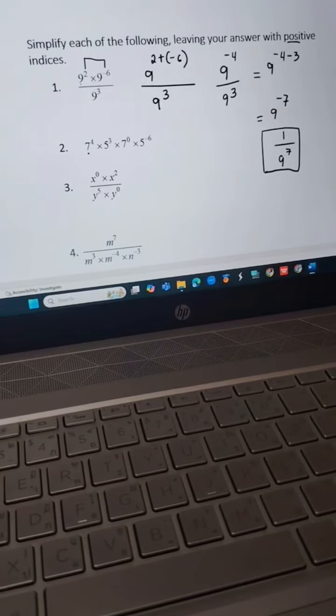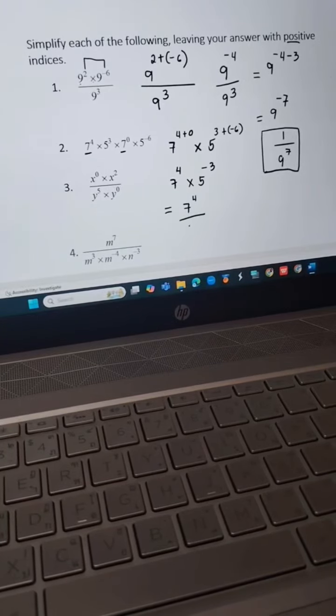Number 2. 7 raised to 4 times 5 raised to 3 times 7 raised to 0 times 5 raised to negative 6. So, we are going to combine these. Just add their exponents. 7 raised to 4 plus 0 times 5 raised to 3 plus negative 6. Okay? So, what is 4 plus 0? That becomes 7 raised to 4 times 5 raised to negative 3. Now, this is negative again, so we are going to make it positive. Final answer, get the reciprocal of this one: 7 raised to 4 all over 5 cubed.